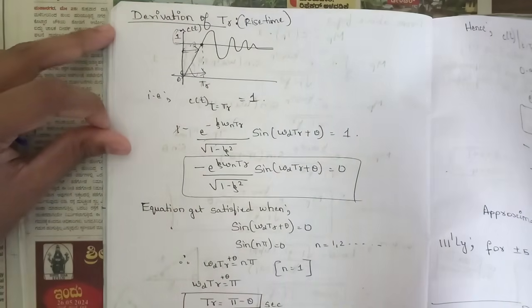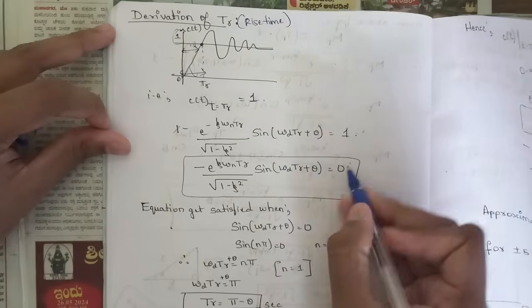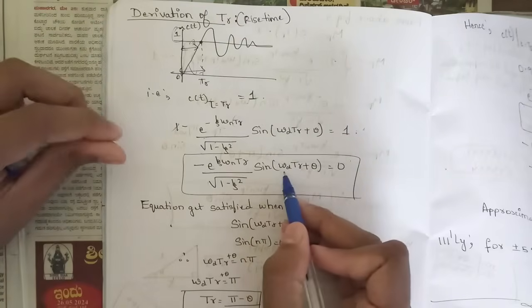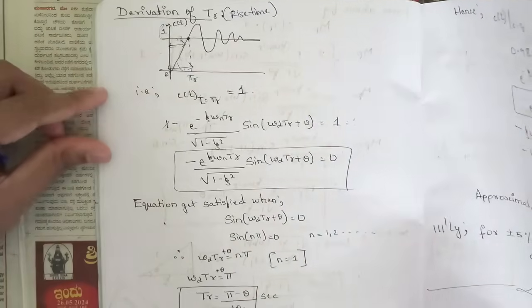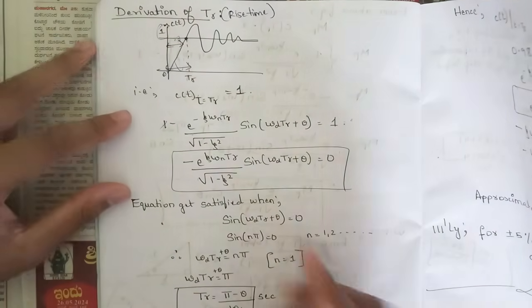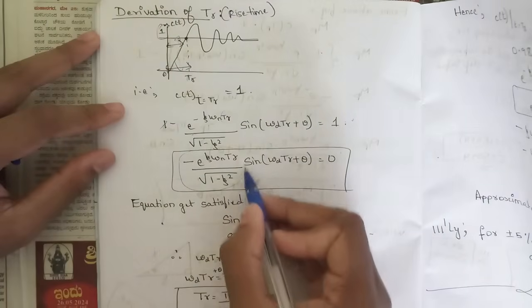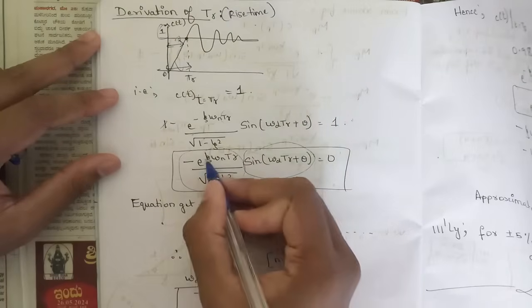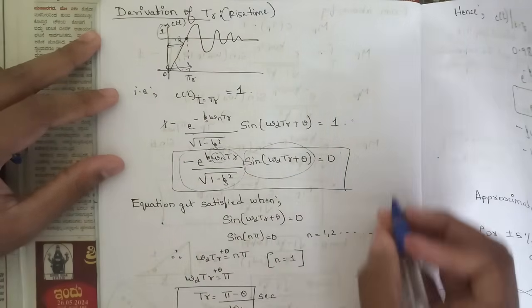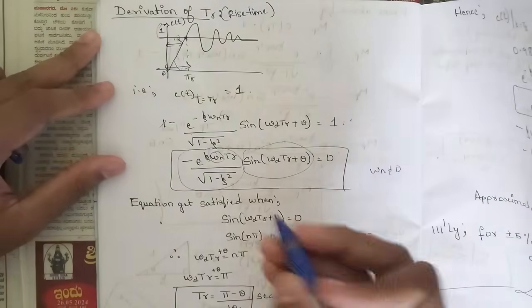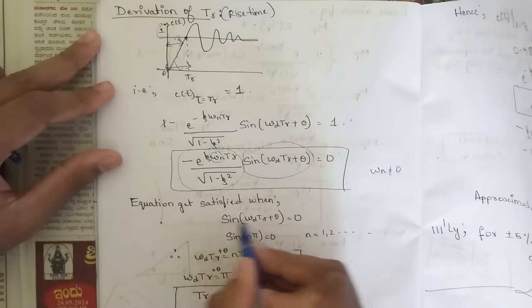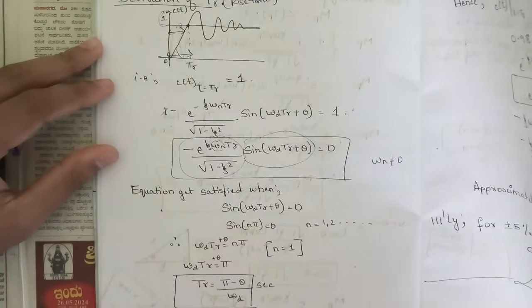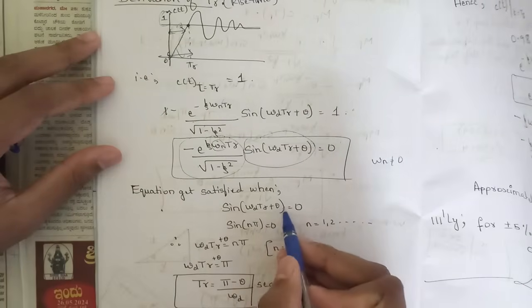So now again this 1 and 1 we can cancel, or we can take this 1 to the other side, so that would be 1 minus 1, so here we would be getting 0, that is minus e to the power minus zeta omega n Tr divided by square root of 1 minus zeta square sine omega d Tr plus theta is equal to 0, okay. So this equation would be satisfied when sine omega d Tr plus theta is equal to 0, since these two terms are getting multiplied, okay. So any one of the terms should be equal to 0, but here in this case e to the power minus zeta omega n we have, but this omega n is not equal to 0, right, since it is the natural frequency of oscillation. So that's why this term should be equal to 0, so sine omega d Tr plus theta is equal to 0, okay.